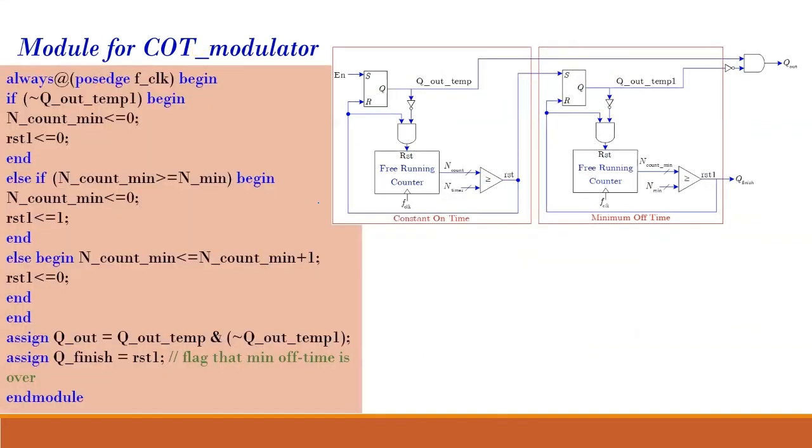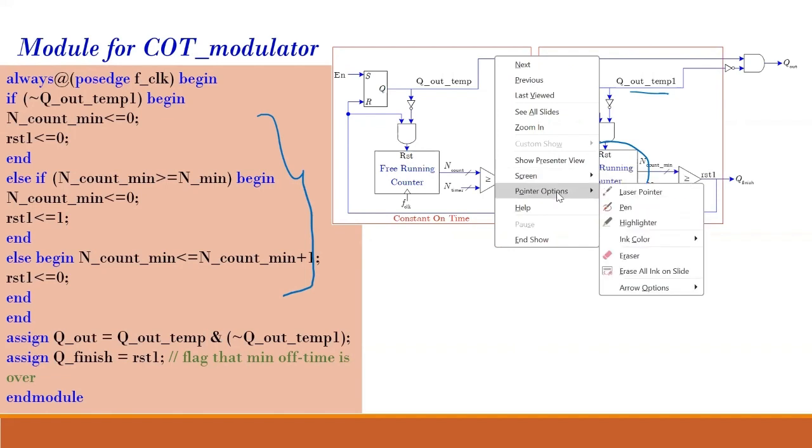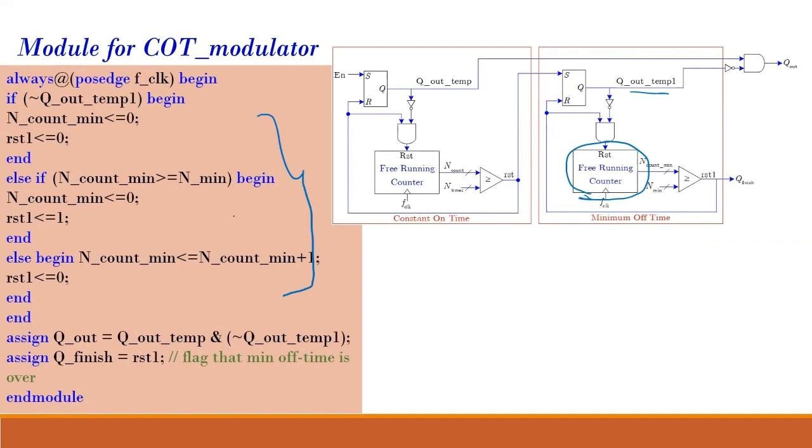Okay, and this is again how you implement this, how this is generated. No, this is for n count minimum. This is a code for your free running counter. It's the same type of code that you have to implement, and this is assign. So this part of your code is for your free running counter, and this line of code is for this, and Q finish comes from here. Okay, this is how Q finish comes.